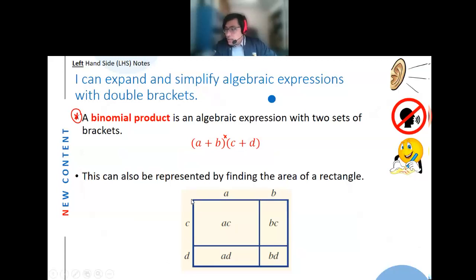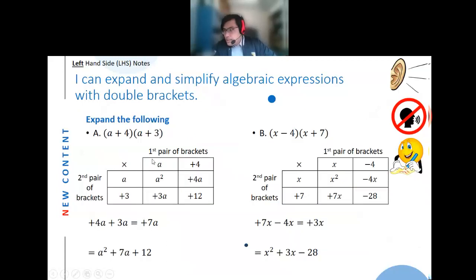Now you can see that we are trying to find out the area of the big rectangle. We can make it a bit easier for us by finding out the area of the smaller rectangles. So that's a times c, which is just the area of this rectangle here. B times c is the area of this one. A times c is the area of this one, and then b times c is the area of this one, and we just add them all up at the end to get the result.